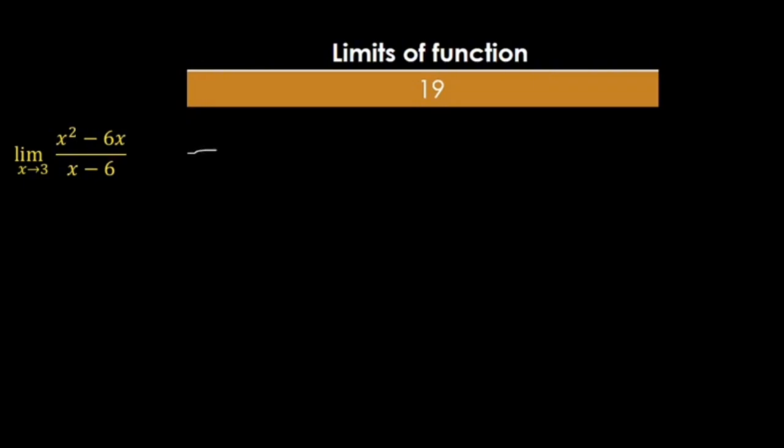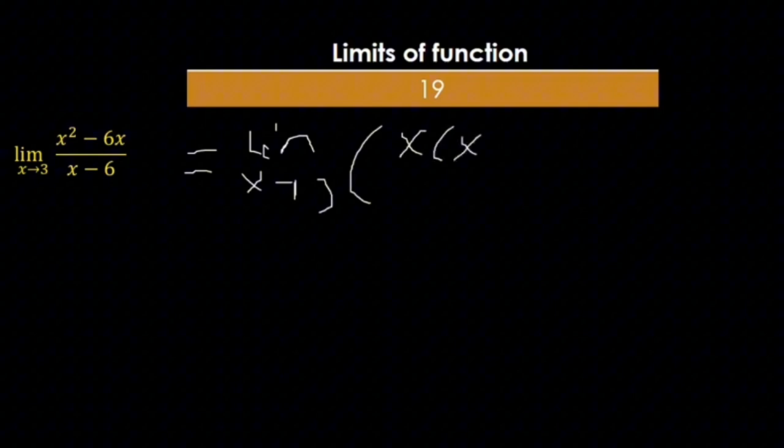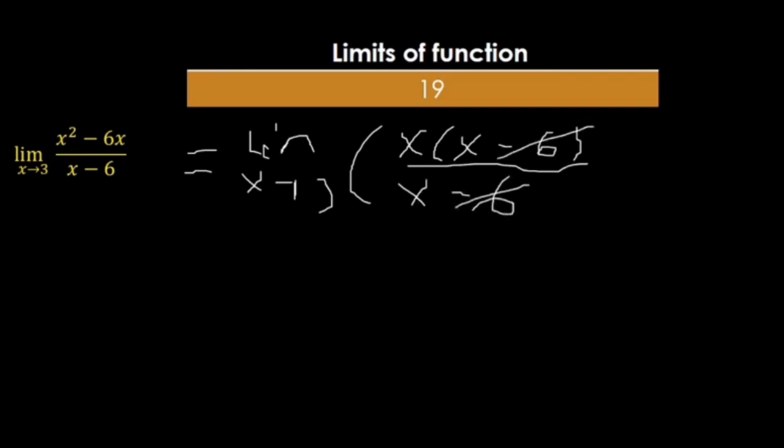We move on by taking out x, that is limit x tends to 3 of x into x minus 6 all over x minus 6. This and this will cancel. We are going to have 3 as the answer. Moving to the next question.